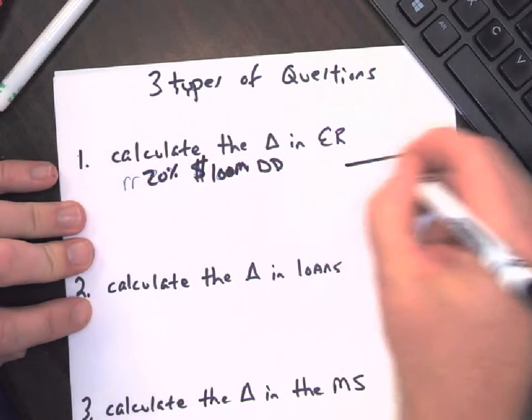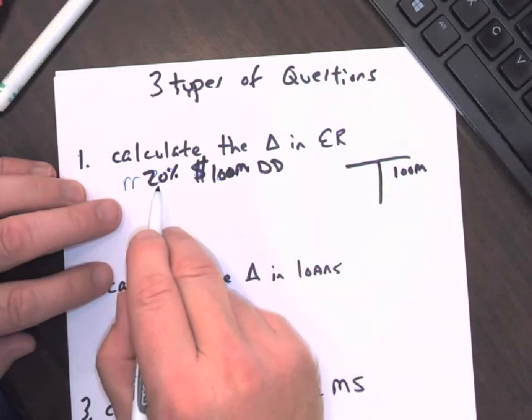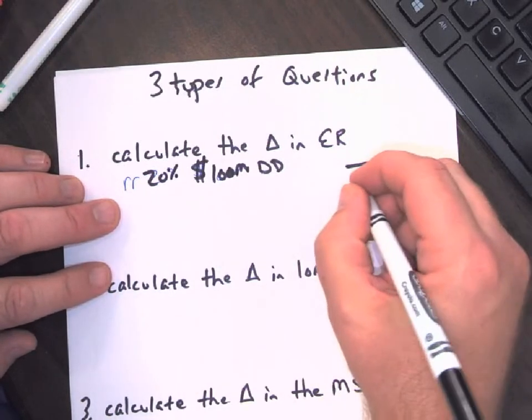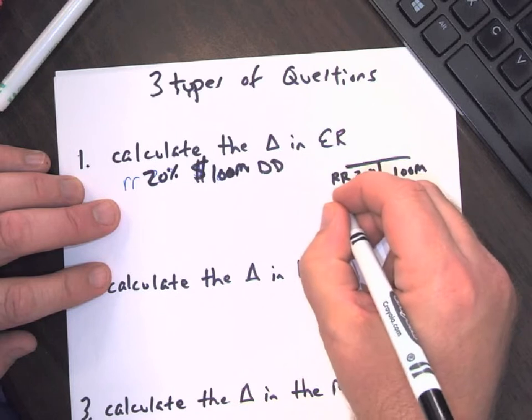Okay, if you want to do a T-chart, you could do your 100 million. Now at 20% reserve ratio, how much do they have to keep? Well, 20 million. How much can they loan out?